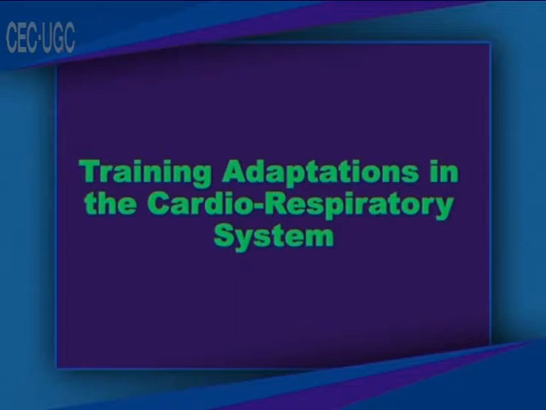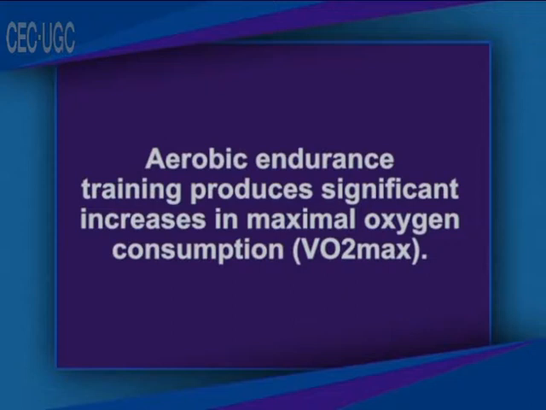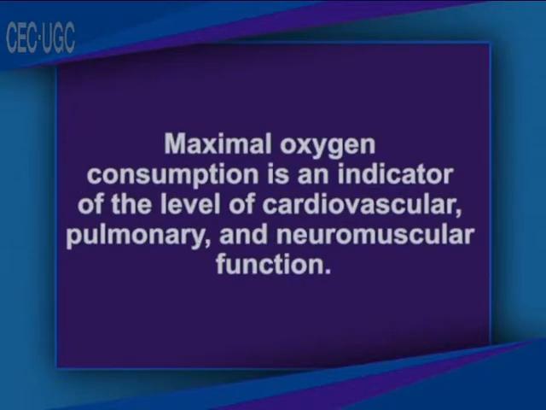Training adaptations in the cardiorespiratory system. Aerobic training typically produces an increase in functional capacities related to oxygen transport and use in the body. Aerobic endurance training produces significant increases in maximal oxygen consumption. Maximal oxygen consumption is an indicator of the level of cardiovascular, pulmonary, and neuromuscular function.